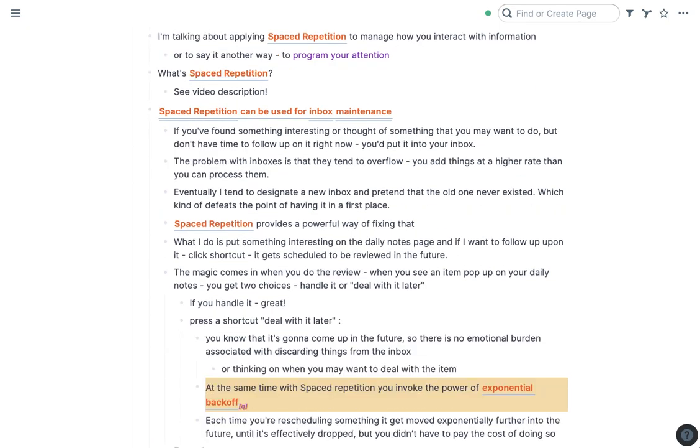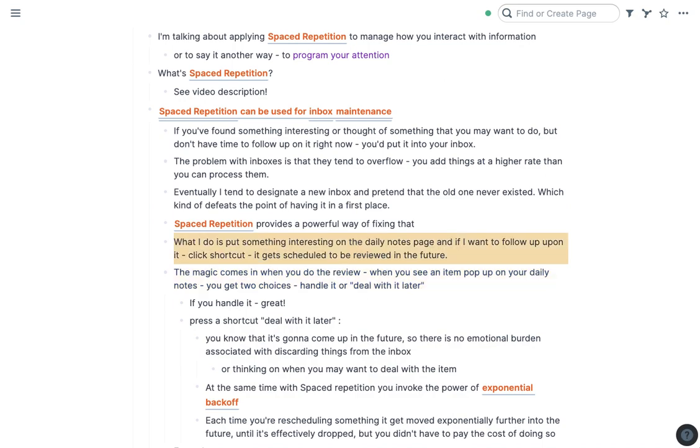So if I find something interesting, I usually tend to put it in the inbox, or if I have thought of doing something and I cannot deal with it right now, same. The problem with those is that they tend to overflow. So you add things at a higher rate than you can process them. Eventually, what happens for me is that I tend to designate a new inbox and pretend that the old one never happened, which kind of defeats the purpose of having one. A spaced repetition system provides a powerful way of fixing that.